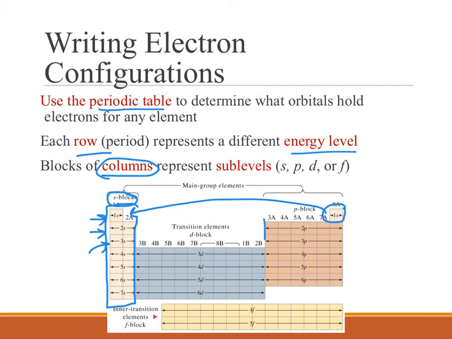Over here on the far right, these 6 columns all make up the p block. So electrons here are in the p sublevel orbitals. And then the transition elements that are in the middle are in the d sublevel orbitals. The ones way down on the bottom that we're really not going to deal with very often are where you find the f sublevel orbitals.